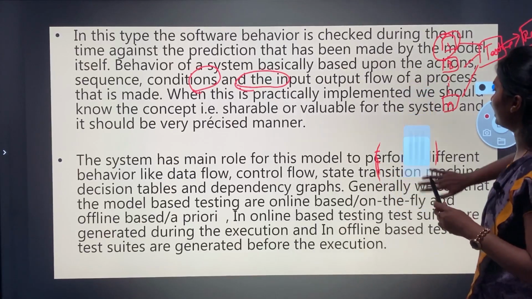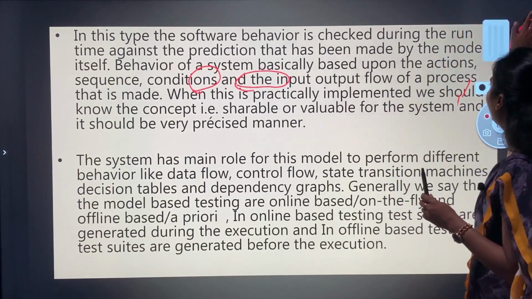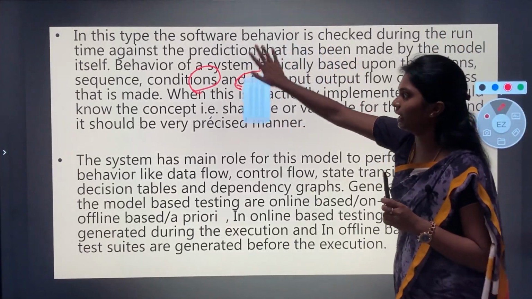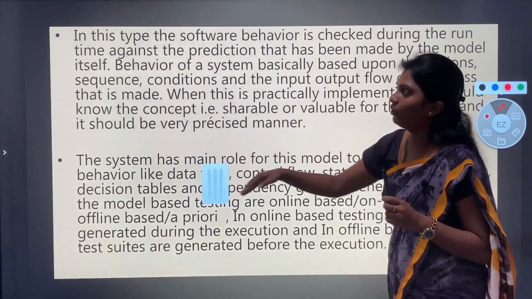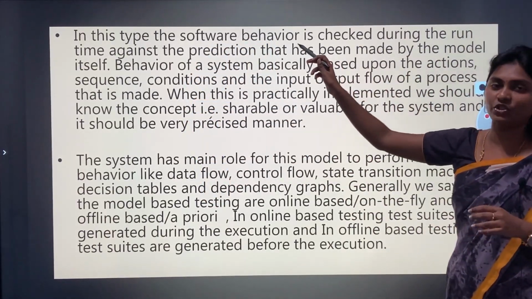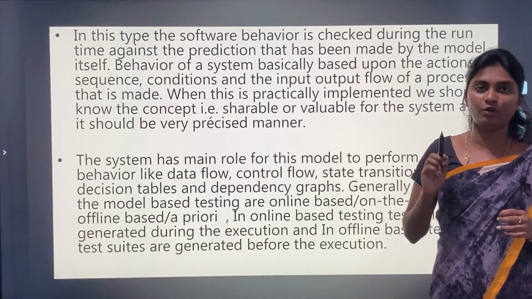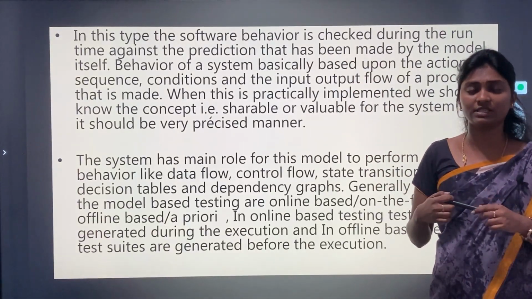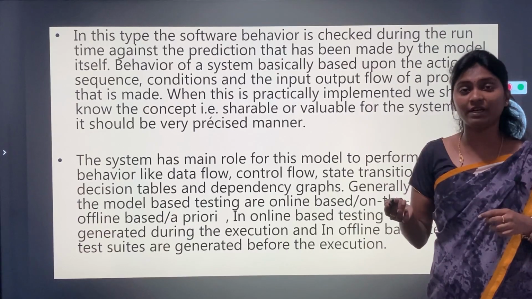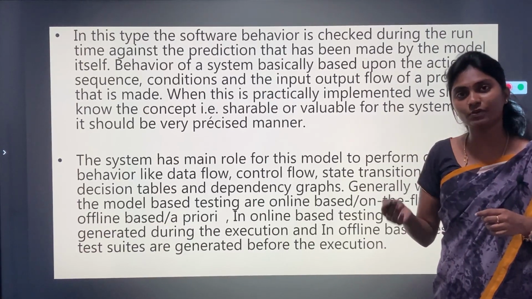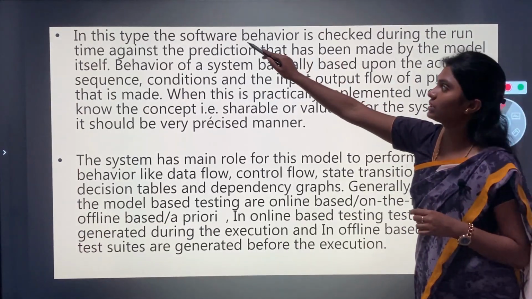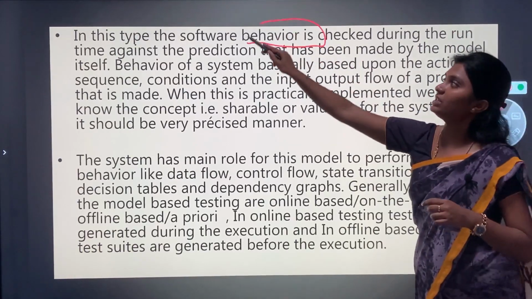So in this testing, in this environmental model or the processing or program model, we will check the behavior of the system. First we have to rectify and check whether the system is prevented or not, whether it is validated or not. First you see, the behavior is checked.